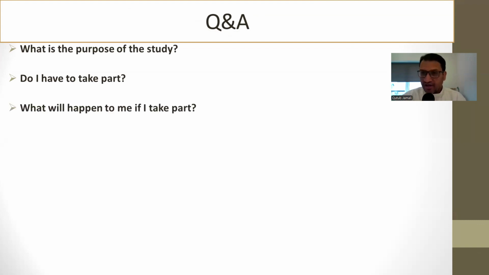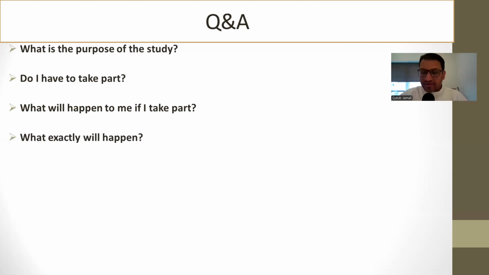What will happen to me if I take part? And again, it's about providing that awareness of what is going to happen. Whether, if it's a randomized control trial, then participants will be divided randomly into two groups or three groups, or whether you will be asked to fill a questionnaire, or whether there would be an interview, whether it's a group or one-to-one, depending on the type of study. That is something you need to mention.